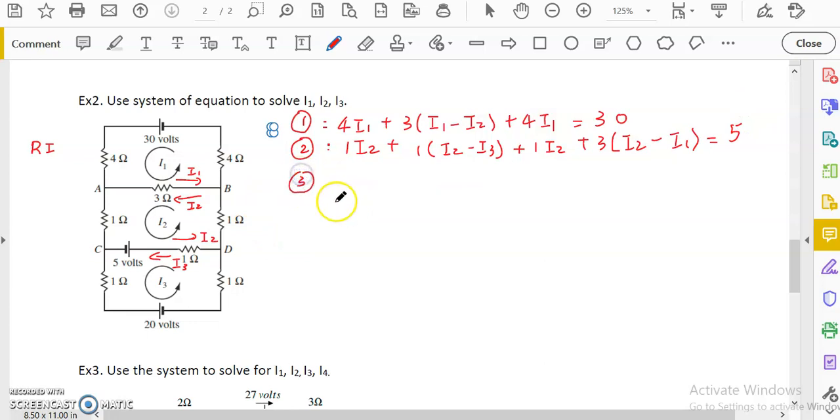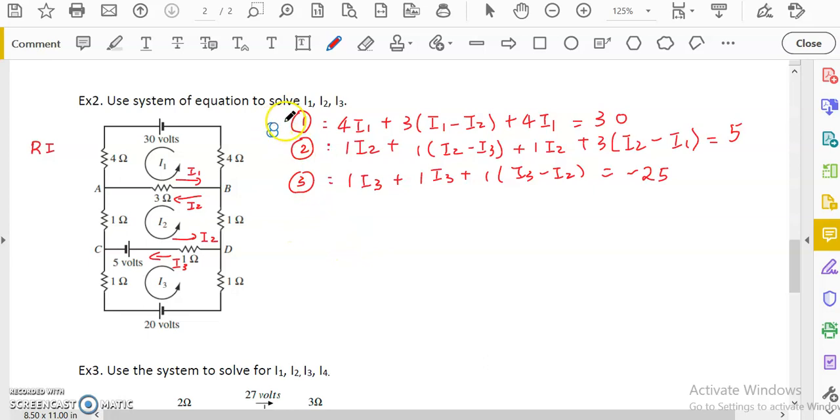And then the third one would be what? Let's look at this one first. 1I3 plus, this line doesn't have anything, has no resistor. This is 1 also, 1I3. And this also has 1, but it is I3 minus I2. Because from I3's point of view, I3 is positive, but I2 is negative. And then what is the result? This would be flowing backward, right? And this one is also flowing backward. So you flow back, negative 25. Okay, so that's the 3 equations that you have.